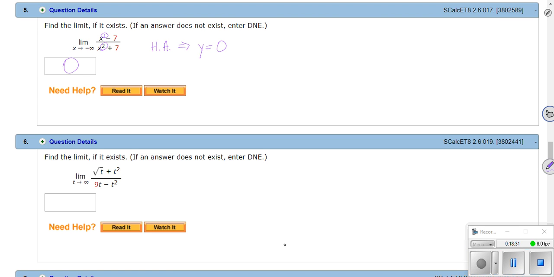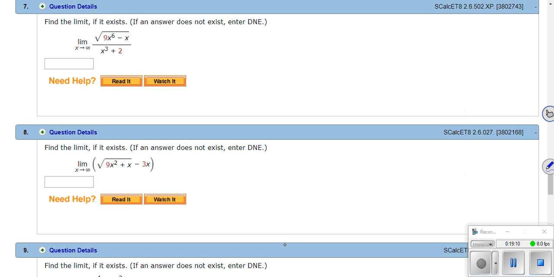Now, on this one, again, they trip you up a little bit because they wrote it in not descending order here. So really, my degree is x squared and x squared. So my leading coefficients are what I'm looking at. This is a positive 1 over a negative 1, which is just negative 1. So that would be the limit. Again, leading coefficient of the top over the leading coefficient of the bottom if the degrees are equal. Moving right along.